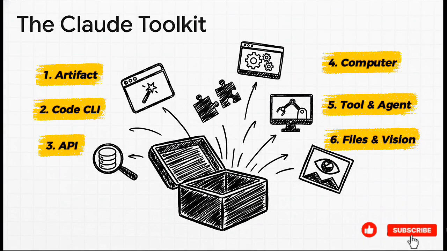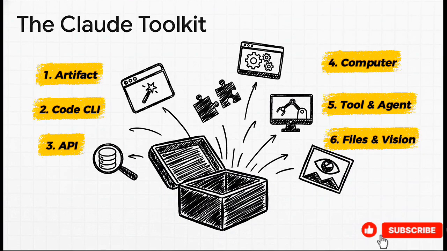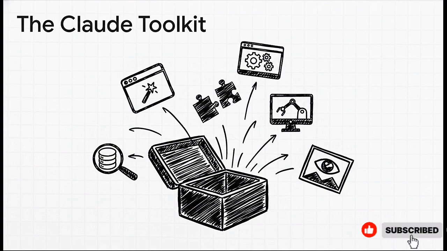Fourth is the absolutely incredible Computer Use API, which actually allows Claude to automate full browser and desktop workflows. Fifth, we have Tool Use and Agents, where Claude can decide on its own when to query databases or search the web. And finally, Files and Vision. This means you can upload architecture diagrams or UI screenshots and Claude will write code against those visual artifacts. It is a massive, massive toolkit.